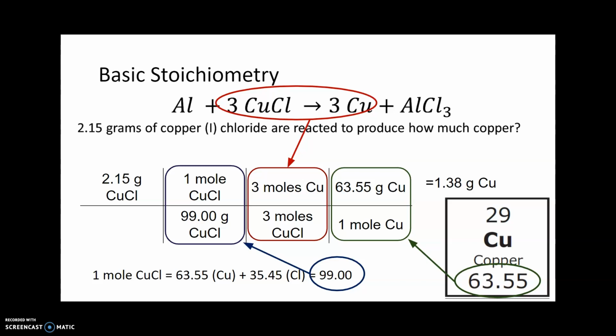So we'll type in 2.15 times 3 times 63.55. We'll divide by 99 and divide by 3, and we should get 1.38 grams of copper. This is good because it has the same number of significant figures as 2.15 grams that we started with, 3 sig figs each. And so that means we are all done with our problem.